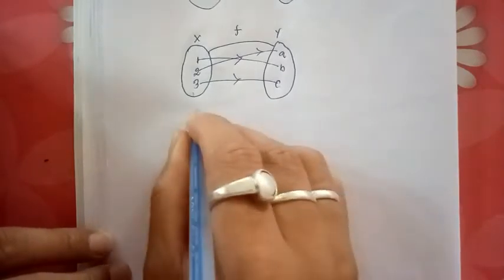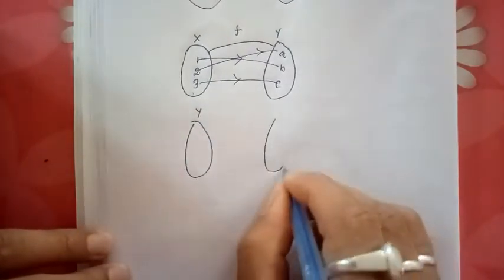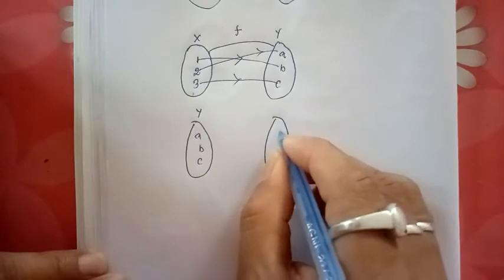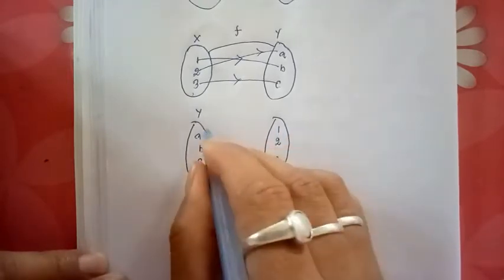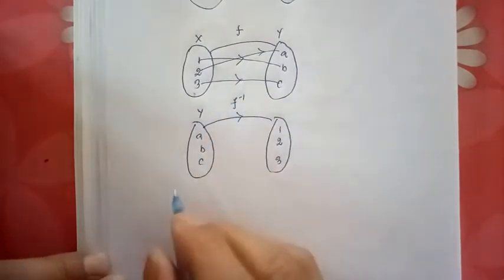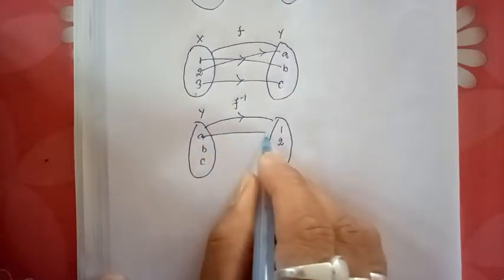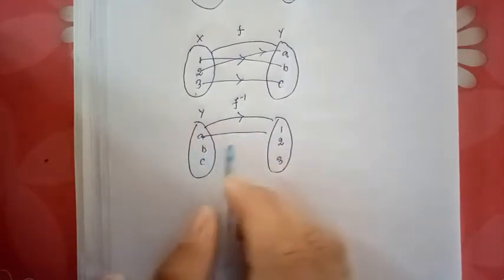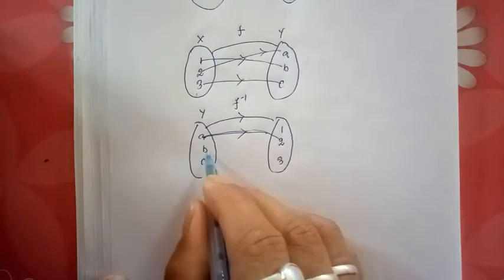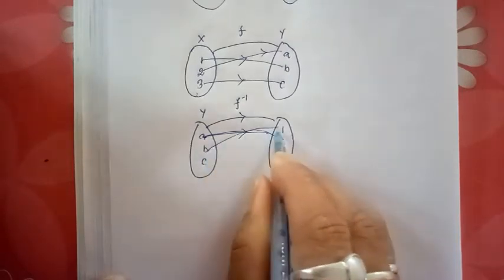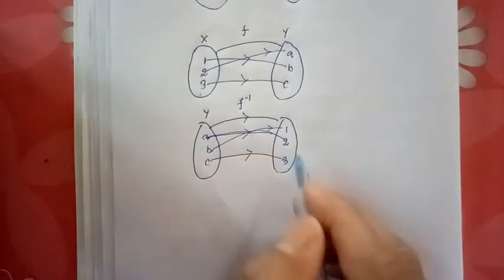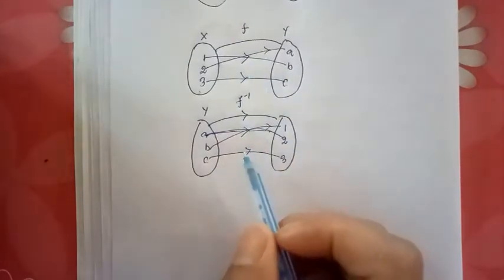Now set Y comes here and set X goes to that side. A B C and 1 2 3. Now our mapping is like this. This is written as f inverse. 2 goes to A, B goes to 1 and C goes to 3. This is the inverse function of the given function.